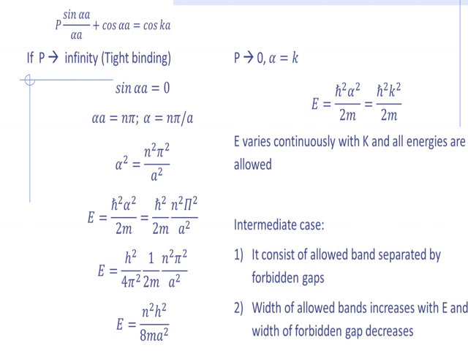Then the conclusion drawn from this Kronig-Penney equation is that it consists of allowed bands, certain bands of energy which are allowed, separated by forbidden gaps which the electron cannot have. The width of these allowed bands increases as energy increases, and the width of the forbidden gap decreases. These are the conclusions that we draw from this Kronig-Penney equation. In this utility, whatever we have established through mathematics, we would see exactly.